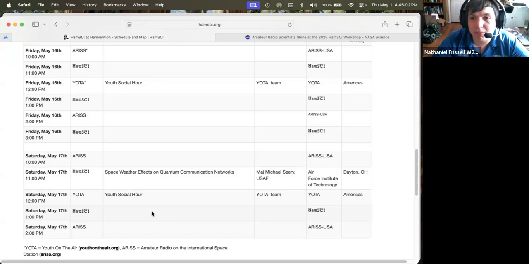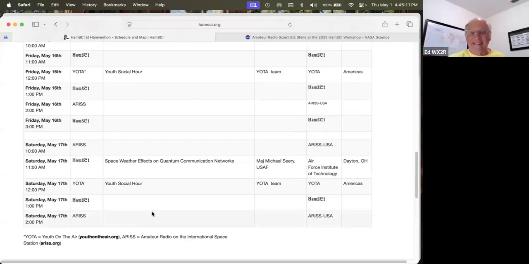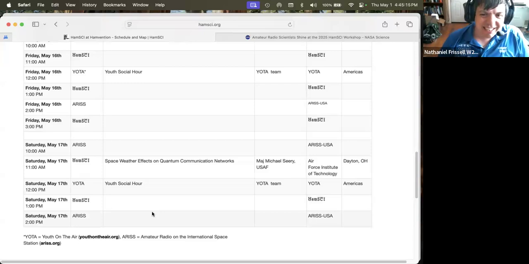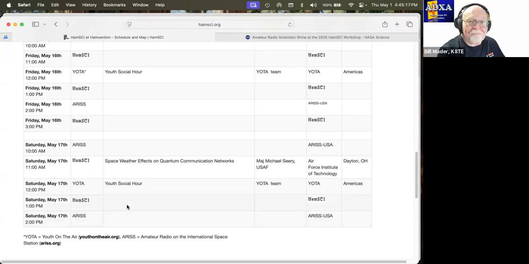The Yoda people, they always have sodas and chips and things like that over in the booth talk area. So you get some free snacks, which is nice. Well, that should attract many hams. Free snacks. There you go. Yeah.